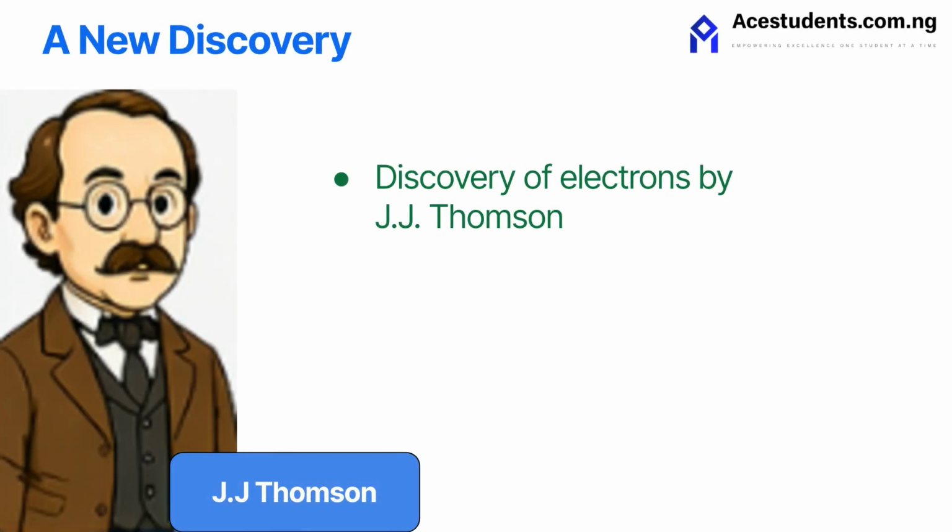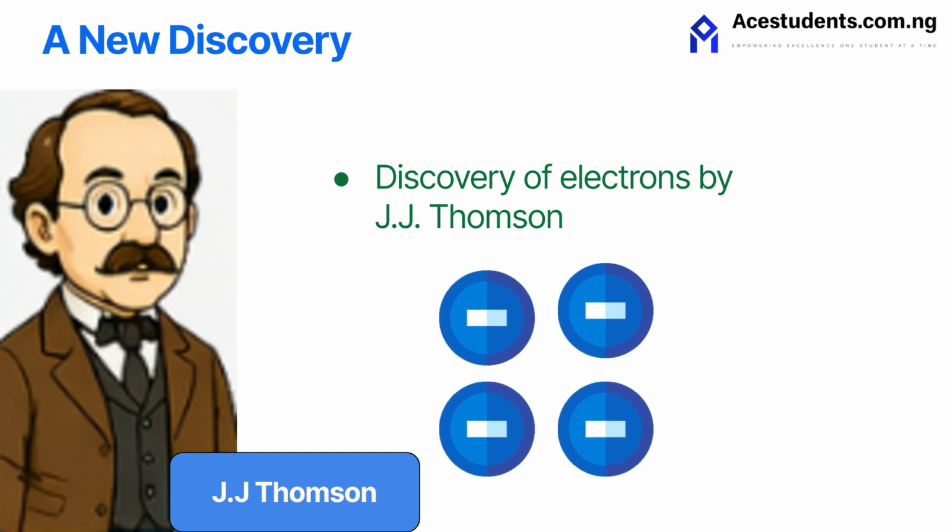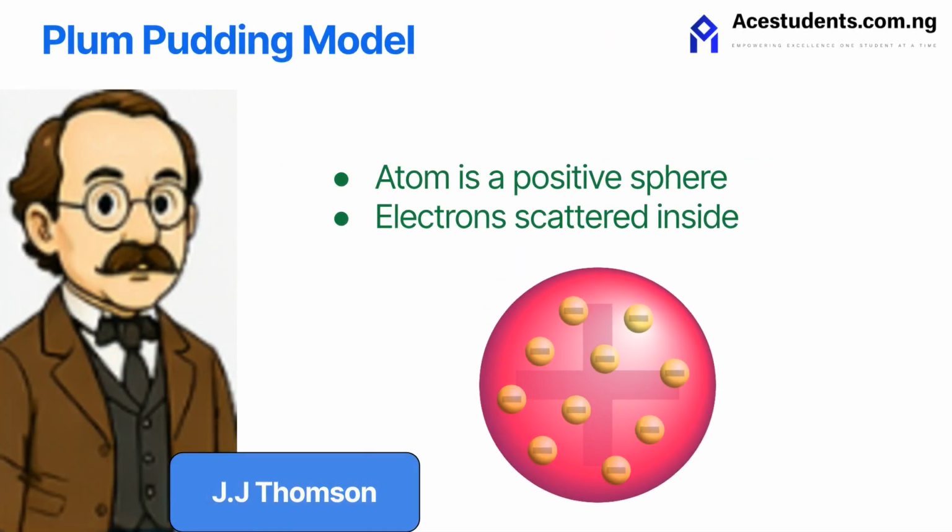A new discovery by Thomson changed the view of the atom. He discovered electrons, tiny negatively charged particles within the atom. Thomson proposed the plum pudding model.